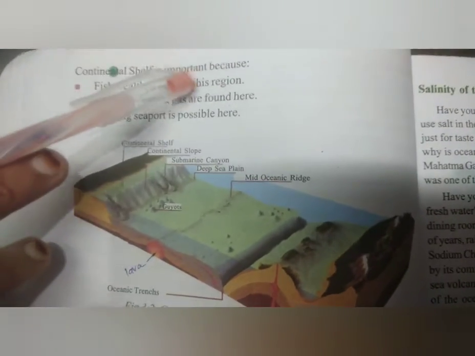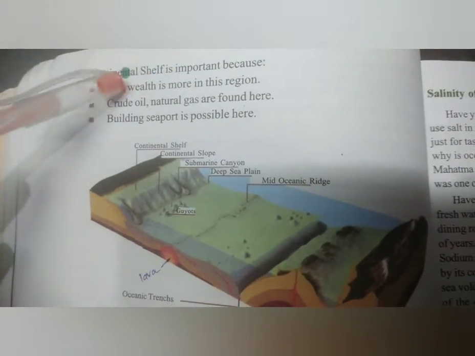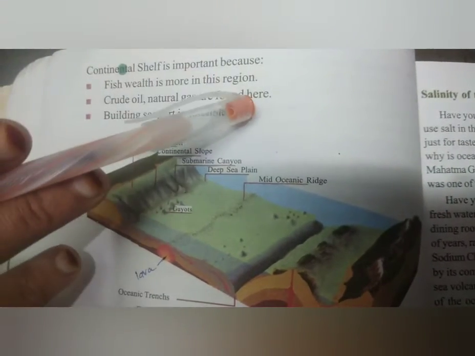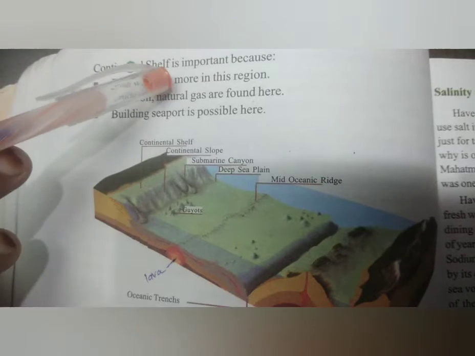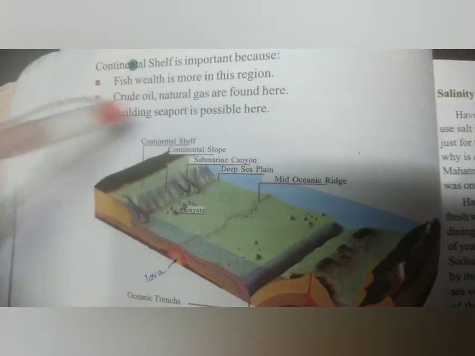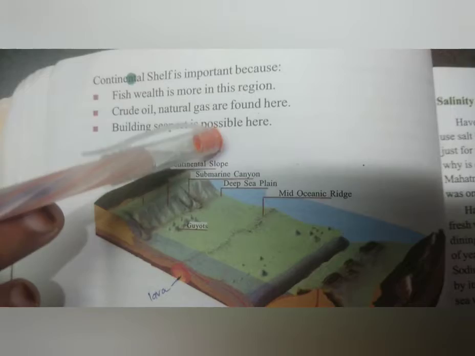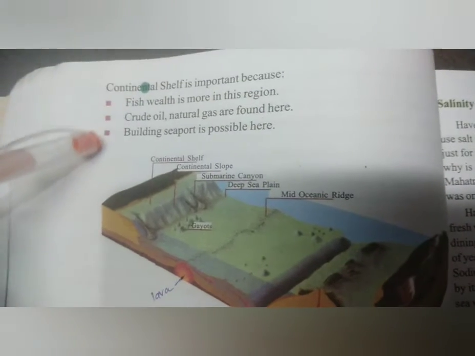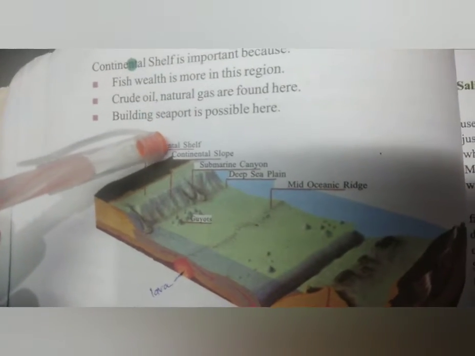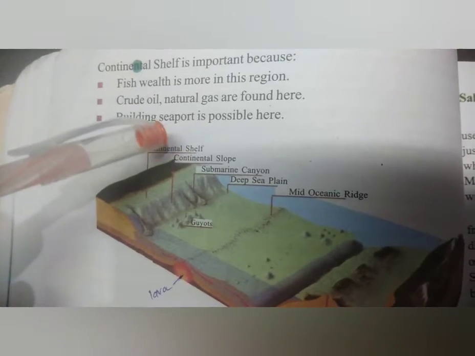The continental shelf is important. Why is it important? Fish wealth is more in this region, and crude oil and natural gases are found here. Building a seaport is possible here. So these are important because of the continental shelf. What do we find in the continental shelf? Fish wealth, crude oil, natural gases, and building seaports is possible here.